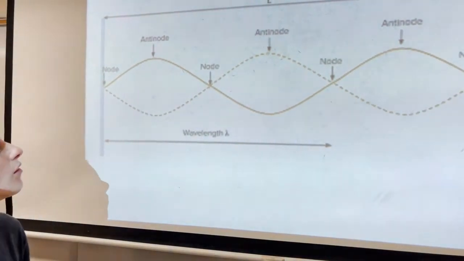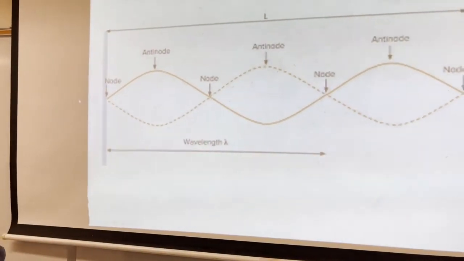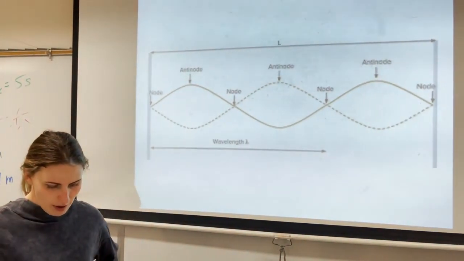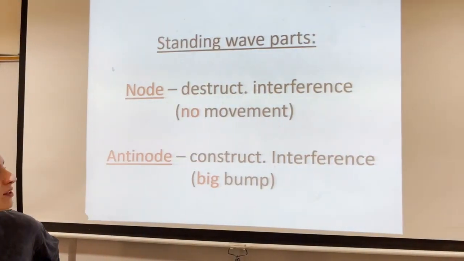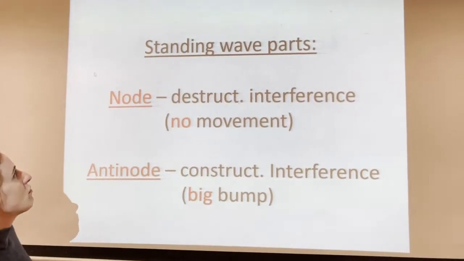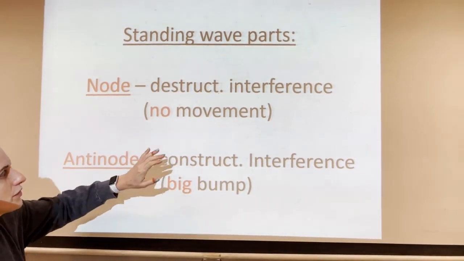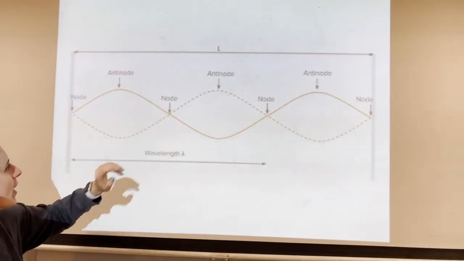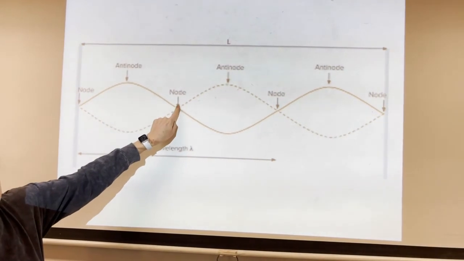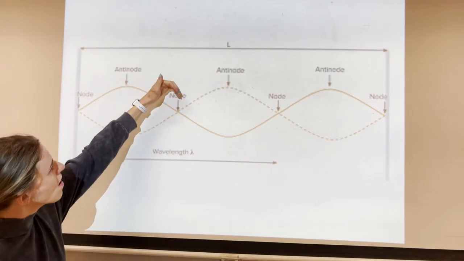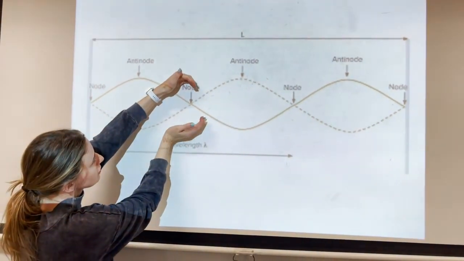All right. I've got the words for you guys here. So standing wave parts. So the node, this is where there is destructive interference, no movement, and that makes sense, right? Like everything's being canceled out. Crest meets a trough. Crest going one way meets a trough going the other way, and they cancel each other out.